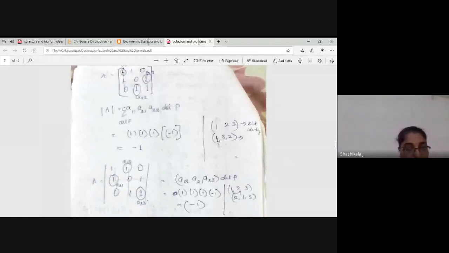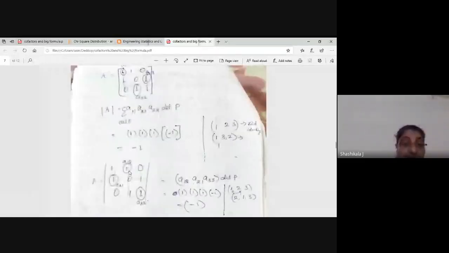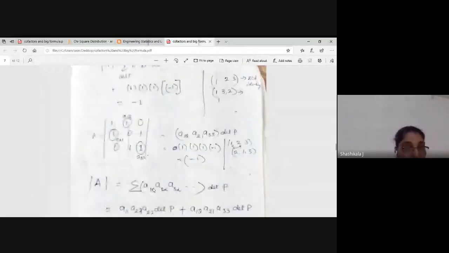Hello? Odd number of exchanges. So it is -1. So it is 1 into 1 into -1. So here the first part is -1. In the previous case we got the unique one. But now I will go for another combination. Now I will go for the plus because this is sigma. No, this is one column combination.